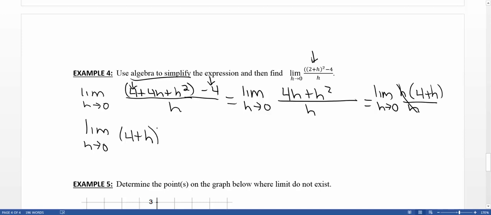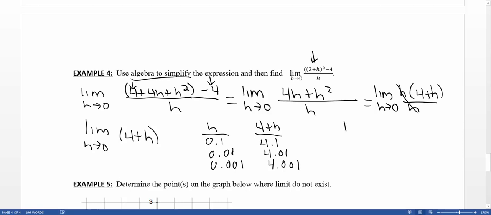So this is a simpler function to work with, and I have a pretty good intuitive idea of what this limit is going to be. So again, I need to consider what happens as I pick my h values close to 0. So again, from the right, I will pick 0.1, 0.01, and 0.001. And then my function, 4 + h, that's going to give me 4.1, 4.01, 4.001. And I feel comfortable saying that that's approaching 4.